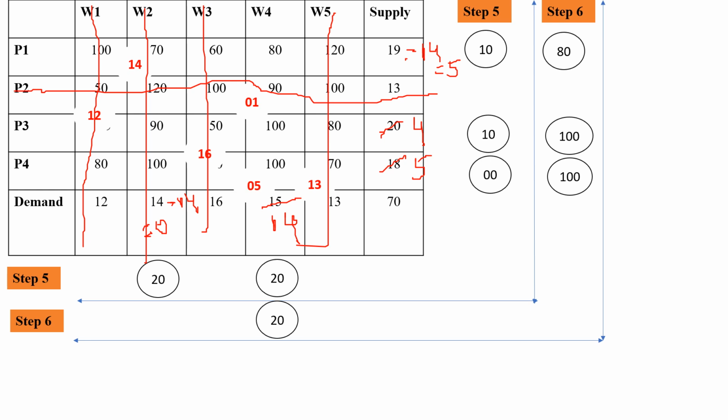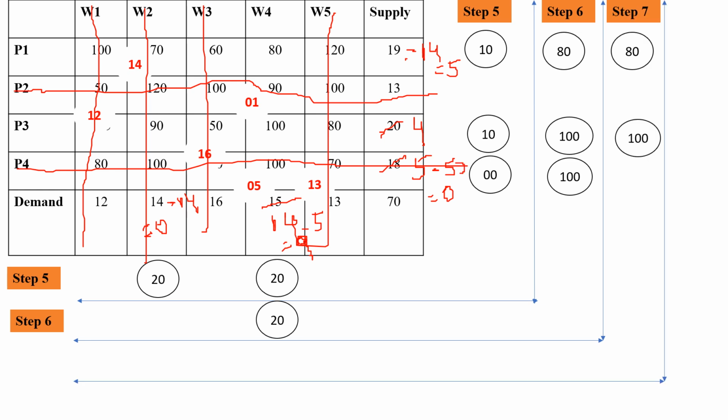Once you do that, you reduce the supply, that is 5 minus 5 equal to 0. Then 14 minus 5 equal to 9. Then you go for step number 7. Before that, you should delete the P4 row as well, because the supply is already exhausted. Then you go for step number 7.